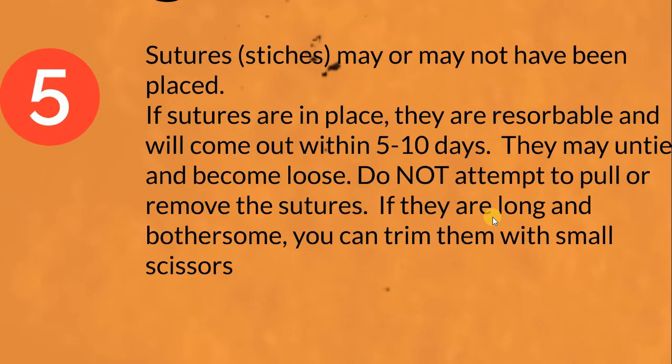Sutures may or may not have been placed, as we talked about. If sutures are in place, they are resorbable and will come out within 5 to 10 days. And they may untie and become loose. So do not attempt to pull or remove the sutures. If they are long and bothersome, you can trim with a small scissors.